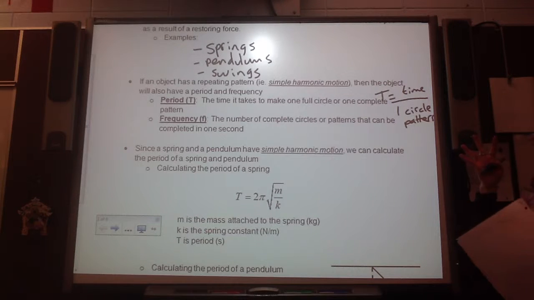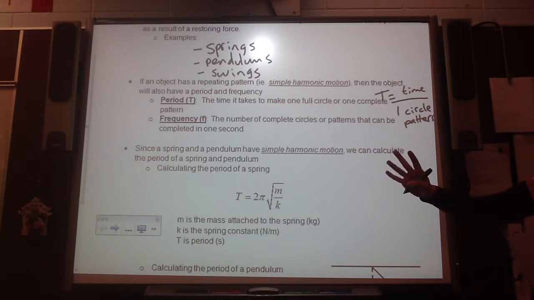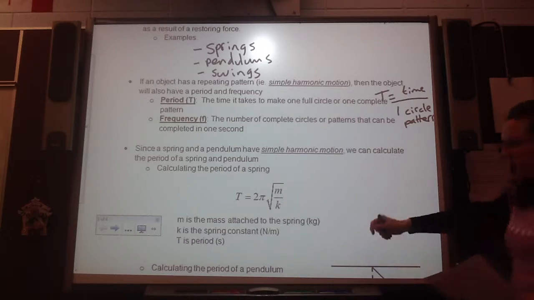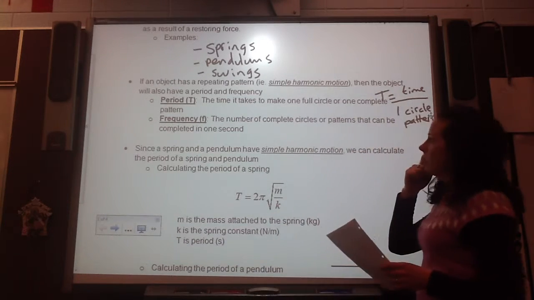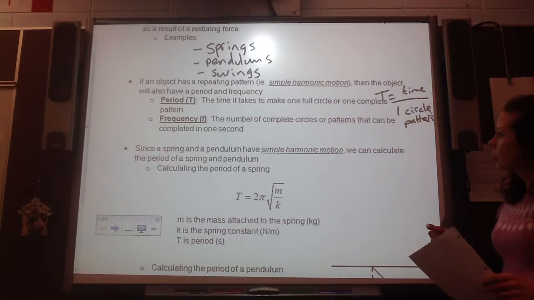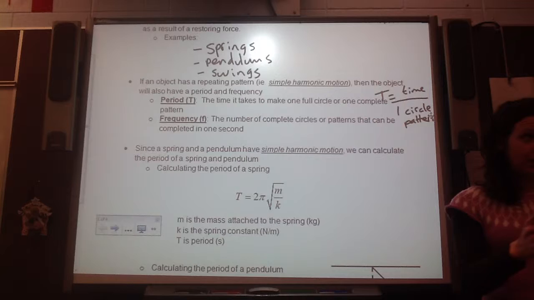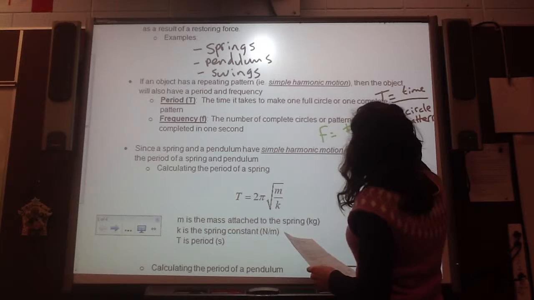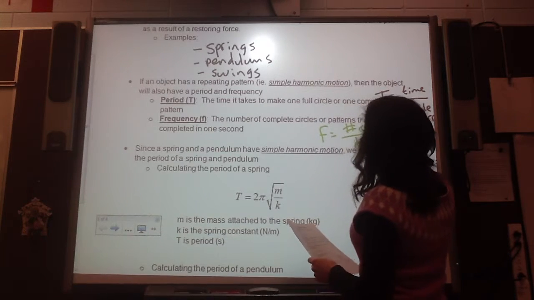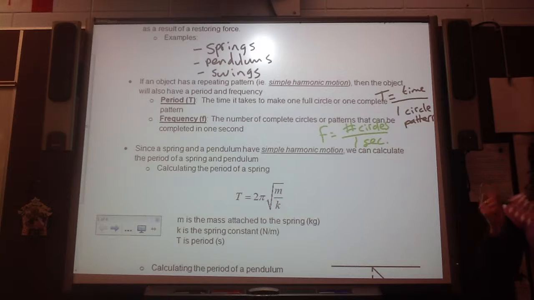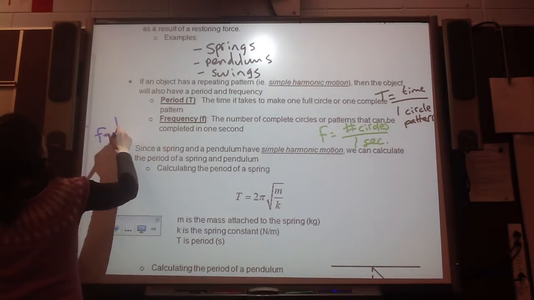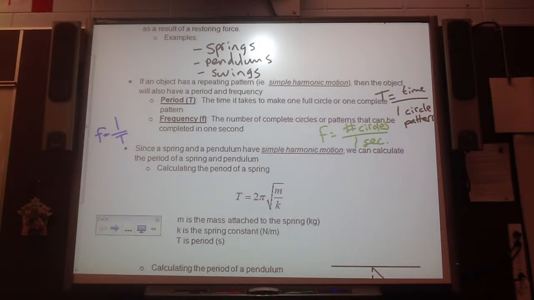So the way that I remember that is T is measured in seconds, so the value on the top needs to be time. So time goes on top for T. But then frequency, the thing that was different about that is it's the number of complete circles that can be done in 1 second. So F is equal to number of circles in 1 second. And before we measured that in hertz. To convert between the two, remember we can go F is equal to 1 over T.